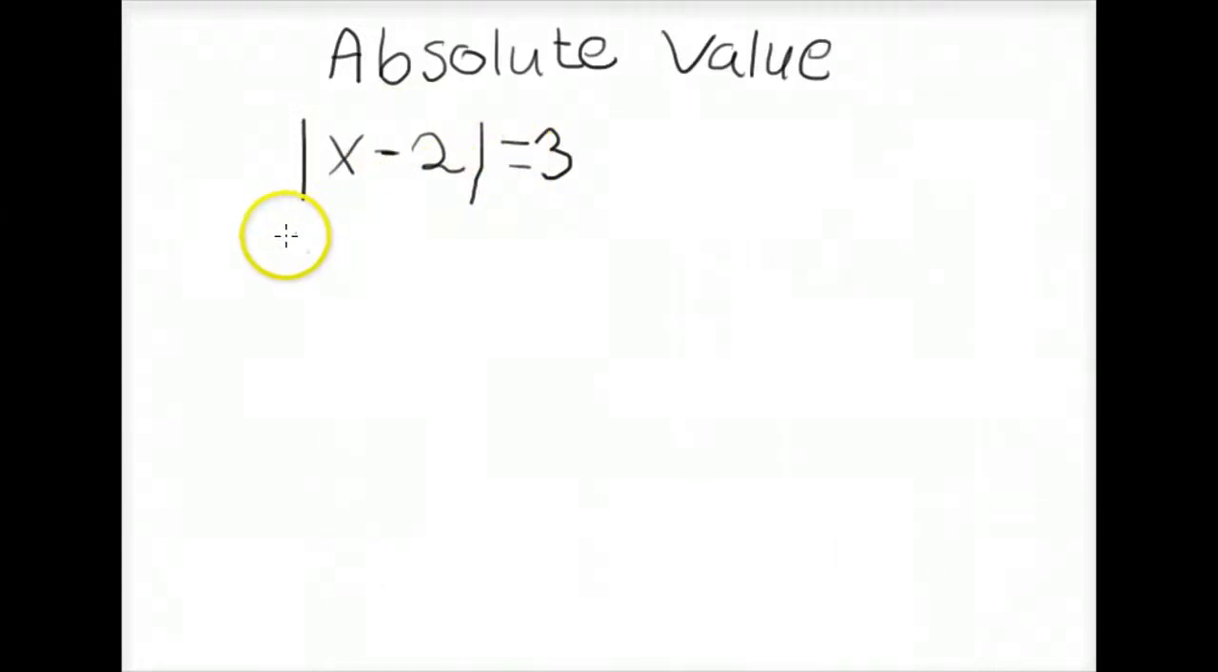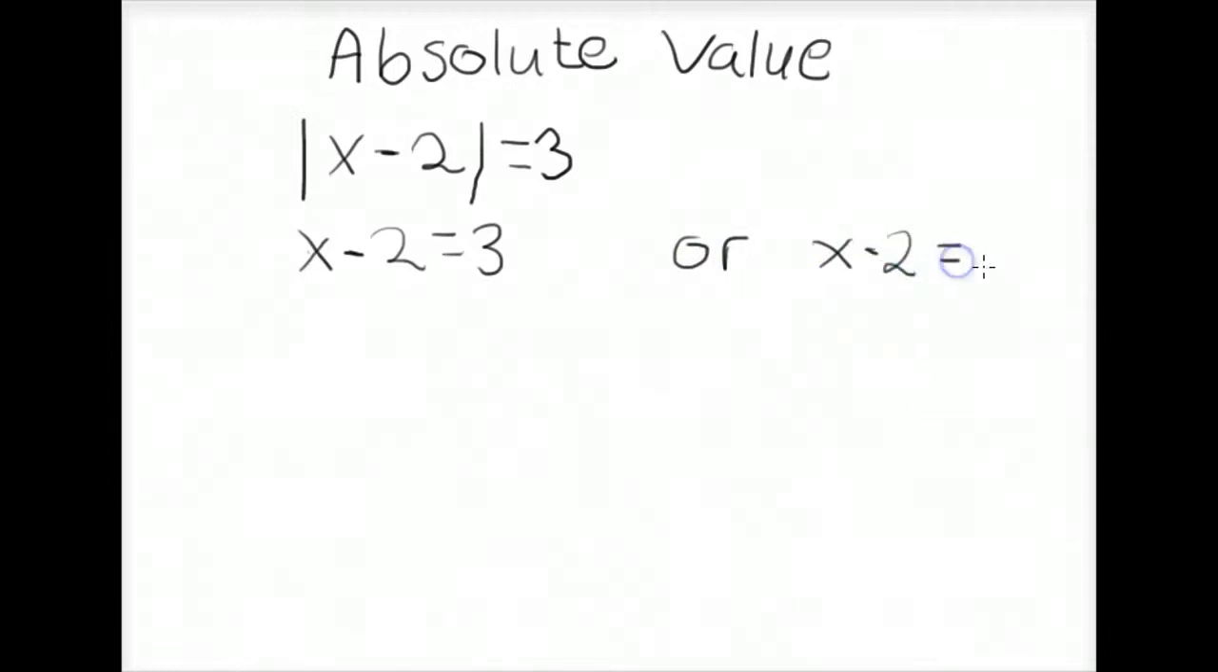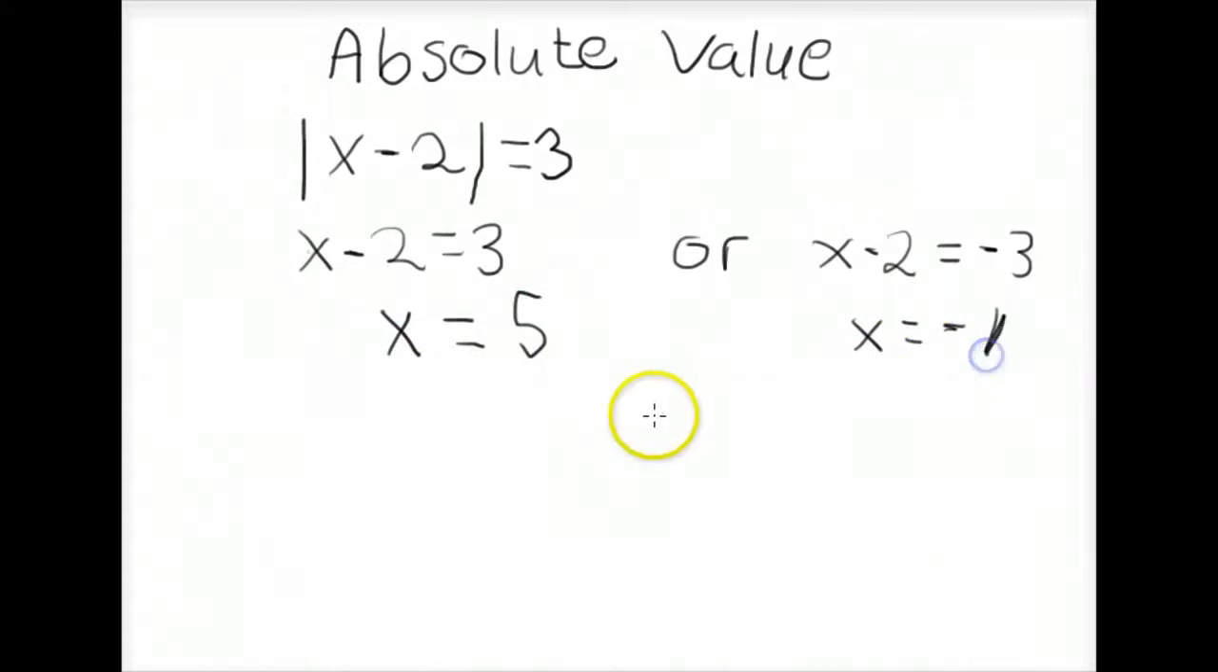So we can set that up and say x minus 2 equals 3, or x minus 2 equals -3. And then we can solve the equation that way. So x would be equal to 5, adding 2 to both sides, or x would be equal to -1, adding 2 to both sides. So the solution set of this equation would be set S equals -1, 5.